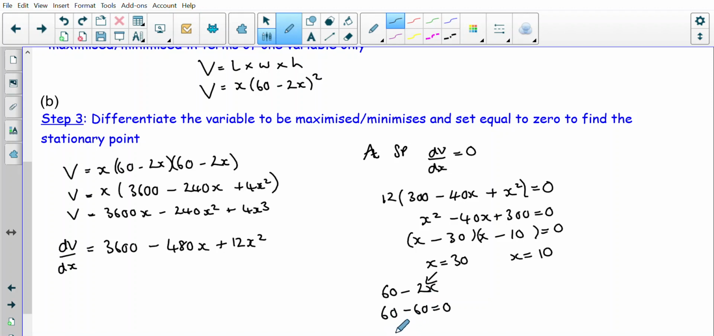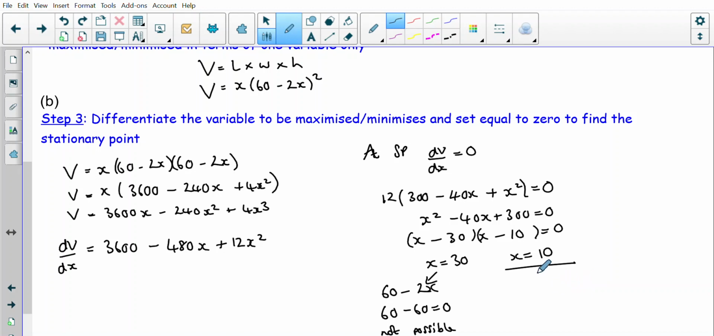So in this particular example, x equals 30 is not possible because it's not going to give me any length and width. So I'm going to take x equals 10. So that's the value of x that gives me the maximum value. But does it give me the maximum value, or does it actually give me the minimum value of the volume? Because we don't know at the moment whether this stationary point is a maximum or a minimum point.